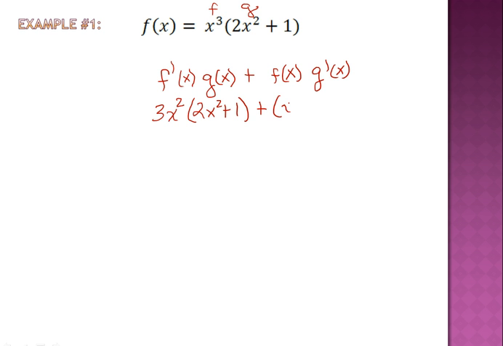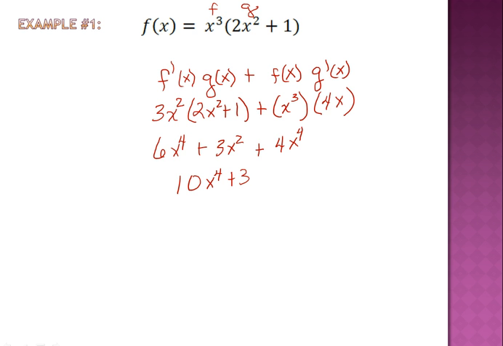plus leave the x cubed in its original form, and derive 2x squared plus 1, which is 4x to the first power plus 0. So then we simplify, and we get 6x to the fourth plus 3x squared plus 4x to the fourth. Combine like terms, 10x to the fourth plus 3x squared, and give it the correct label.